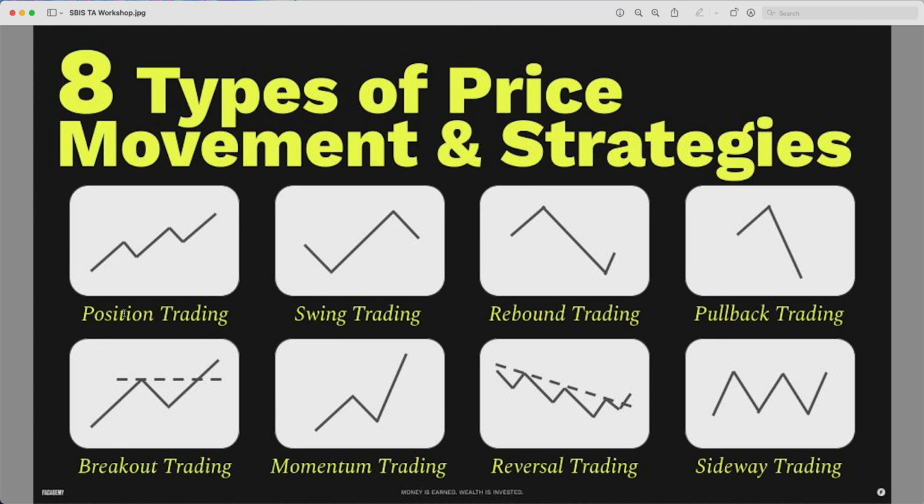And again, there are a few characteristics. Part of the strategy, we can use candlestick patterns to identify the rebound trading.